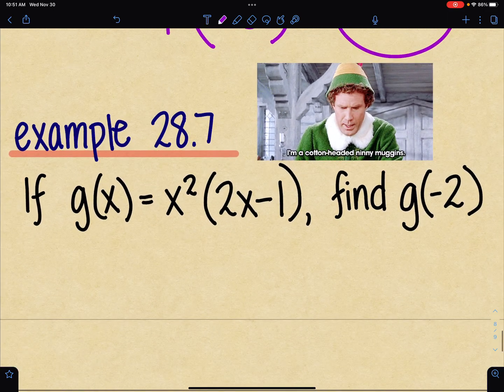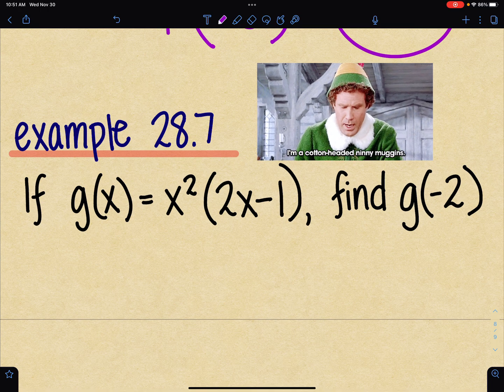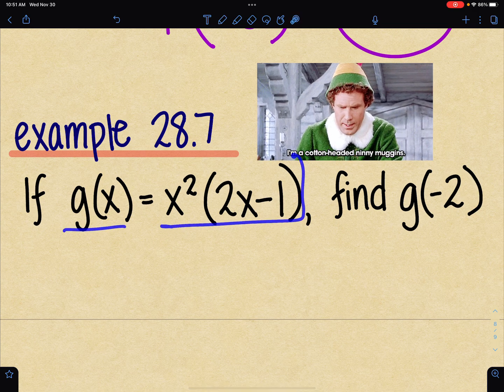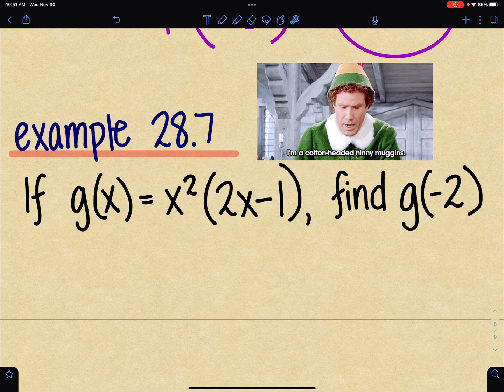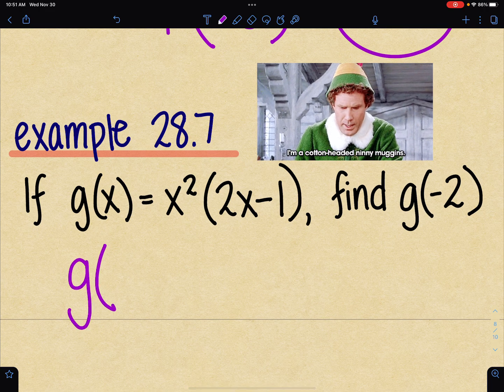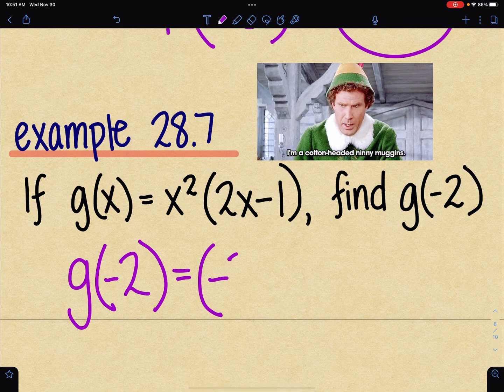Okay, so let's do this g function. This is example 28.7. Oh, this is the last one, so pay attention. If g of x is equal to this, find g of negative 2. Oh, this time we're putting a negative 2 into the machine. Why would you do that? You're gonna gum up the machine. All right, let's write it. G of negative 2. I'm just going to plug in negative 2 everywhere.